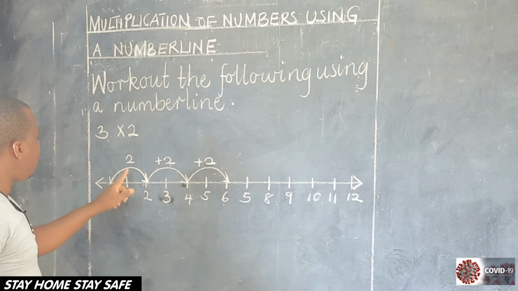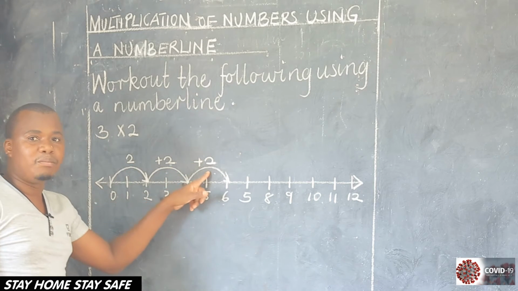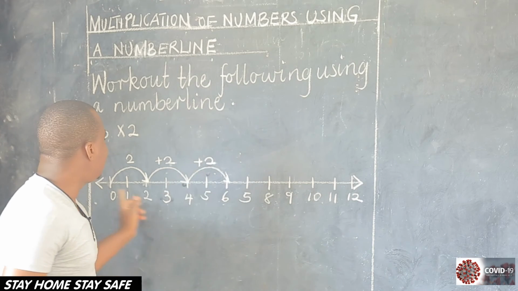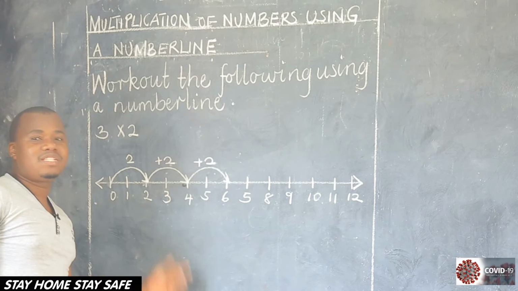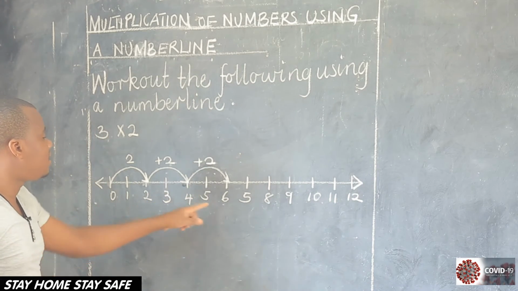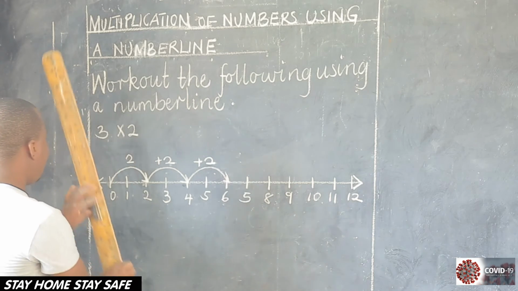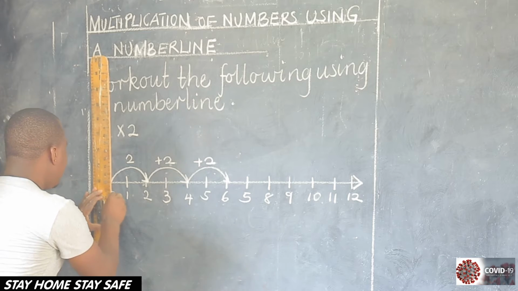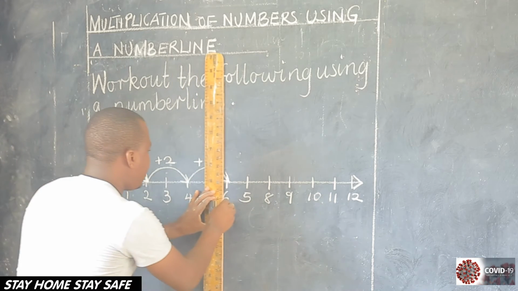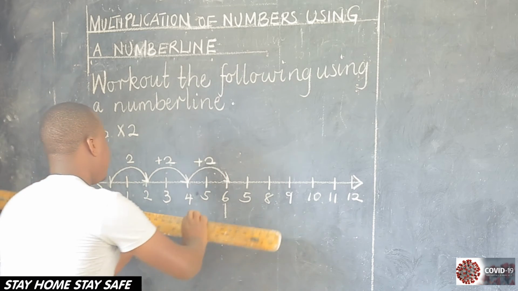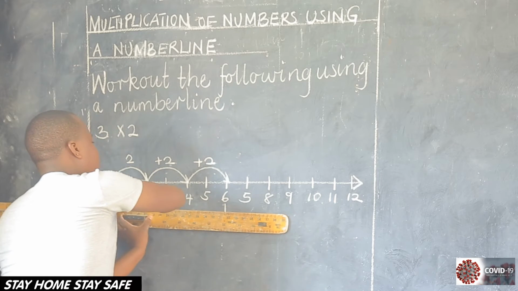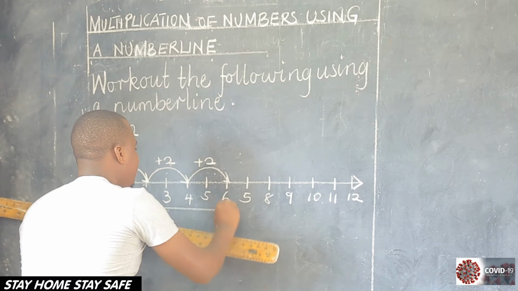So these are 3 jumps of 2 steps. Each jump here has 2 steps. And so where is our answer? Our answer will be 6. Now we can indicate the answer using a straight arrow. It is stopping here. So my answer will begin from 0 up to 6.